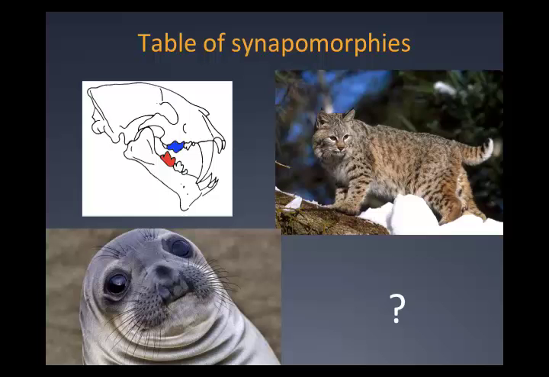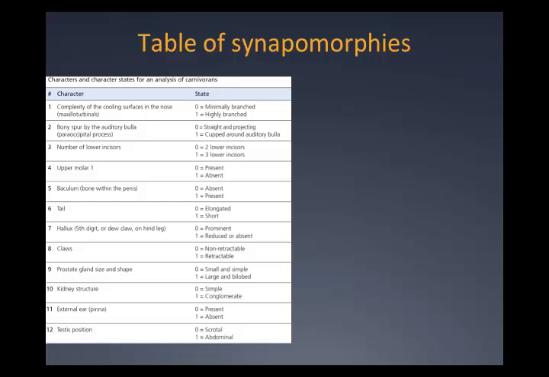So let's take a look at some other traits. We can look at other characters and character states within carnivorans. For instance, let's focus on character number 6, tails. Some carnivores have an elongated tail, which is the ancestral state, and some have a short tail, which is a more derived state. Now, when I say derived, I mean it's a character state which exists in the present organism and is altered from the ancestral condition.